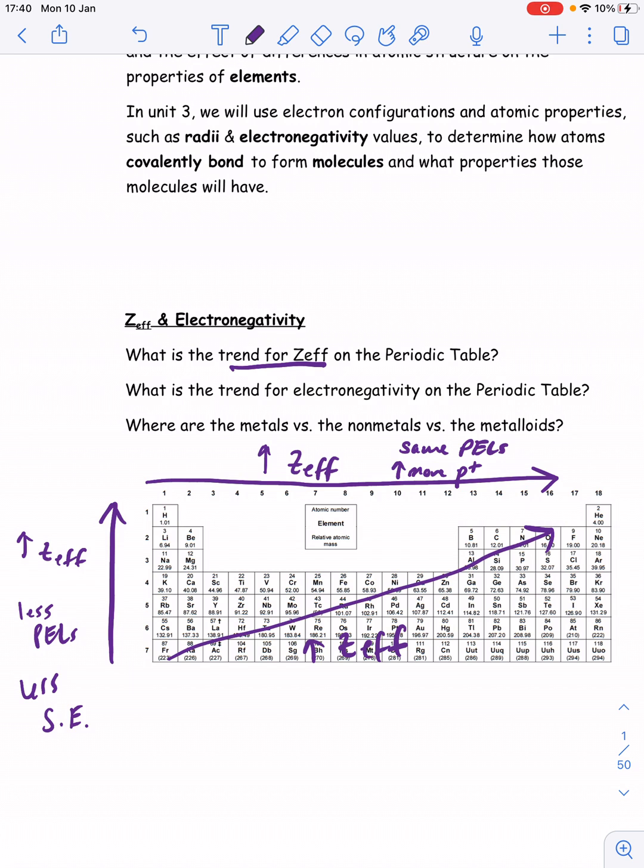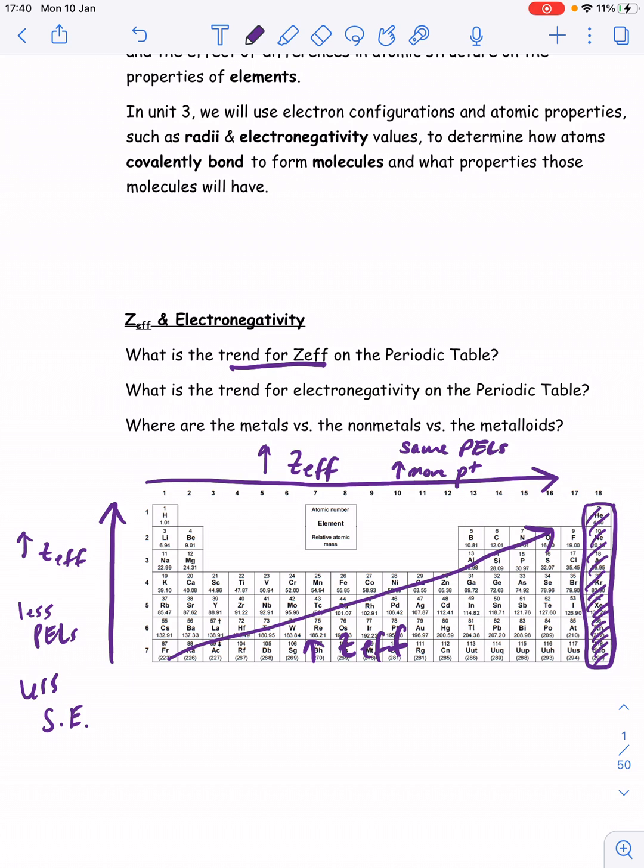Now, what is the trend for electronegativity? The electronegativity trend is just like the Z effective trend. Electronegativity is the ability of an atom to attract an electron pair when bonding. This topic is about bonding, so now electronegativity becomes really important. The one thing to remember about electronegativity is that the noble gases, with a couple of weird exceptions, don't really get electronegativities because they don't typically bond. So the only way that electronegativity can be measured is when atoms are bonding with each other. You look at how the electron pair gets attracted towards one atom versus another. Since they typically don't bond, they typically don't have electronegativity values at all.